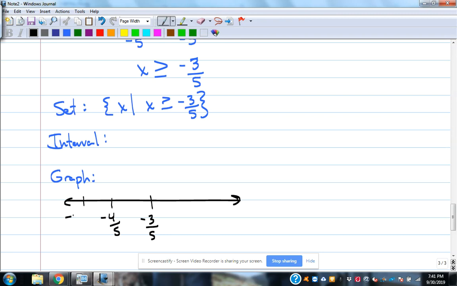So I would have -4/5, and technically this is -5/5, but what do we know -5/5 is? -1. So I'm just going to change that to a -1. And then I'm going to go the other direction on the numerator. So that'd be -2/5, and then -1/5. And then the next number, if I had room, I'd put 0 over 5. Okay. Now, what goes on the -3/5? Bracket or parenthesis? Bracket. And which way are our answers going, left or right? Going to the right, because the x's are greater than that. So I'm going to have a square bracket going to the right, and then my answer is bracket, -3/5 to what? Positive infinity.